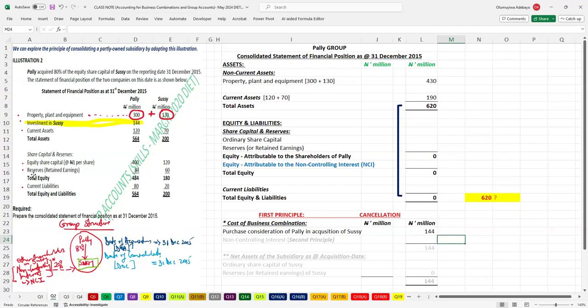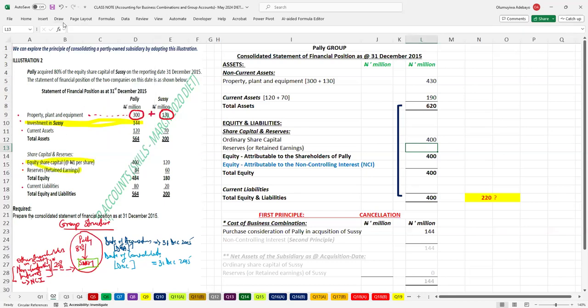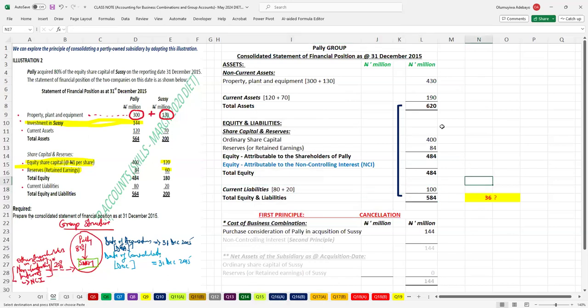Furthermore, I have equity. 400 of the equity is what I'll bring in. The 120 is what seems that I ignored, but it is not that I ignored it; I'm merely going to cancel it out. I'll cancel this out, all because they existed at the date of acquisition. What is left is 484, which I bring to this point. Now, what is next is current liability, 80 and 20. What will I do? I will add them together in similar fashion and have my 100. Now there's a problem.